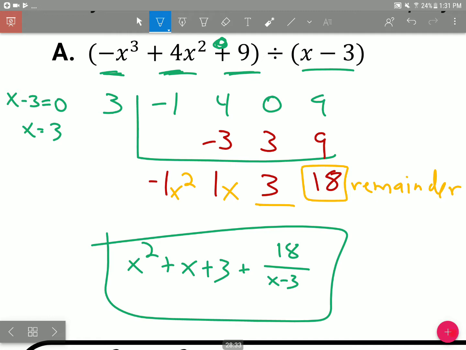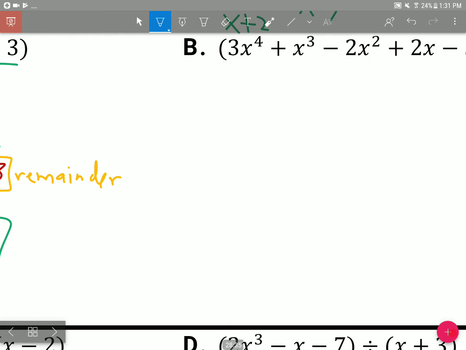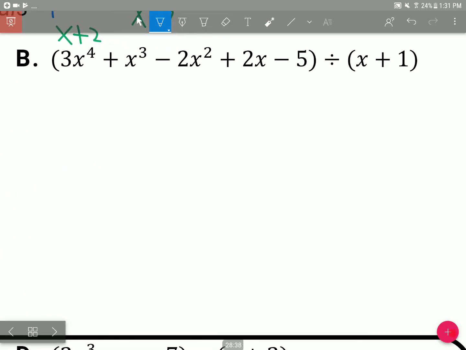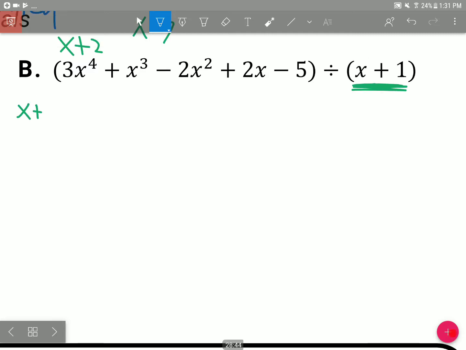Let's keep rolling. All right, the next one. Take your term. We're dividing by x plus 1. Set it equal to 0. x plus 1 equals 0. So what number are we using? -1. Good. So that's the number I'm going to multiply by all the way down the list. Every time I multiply, I'm going to multiply by a -1.